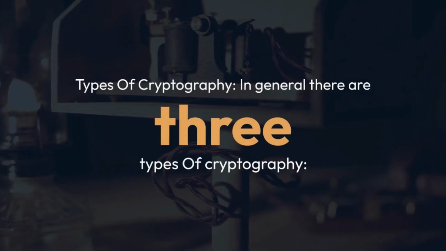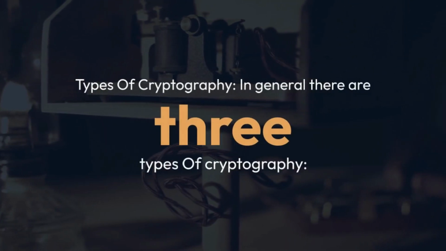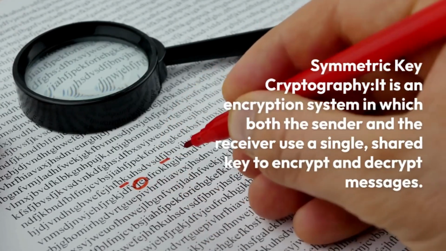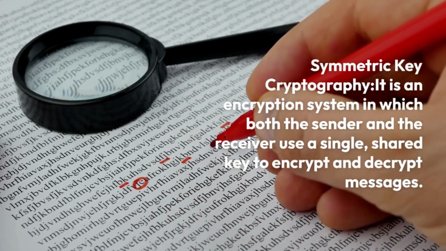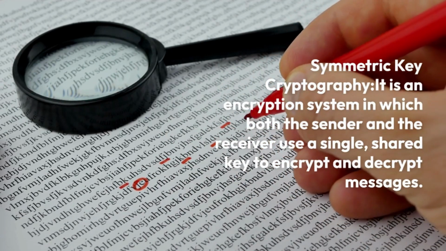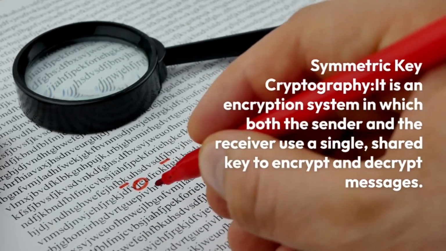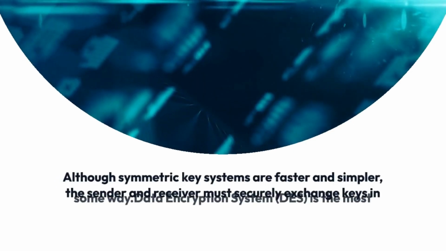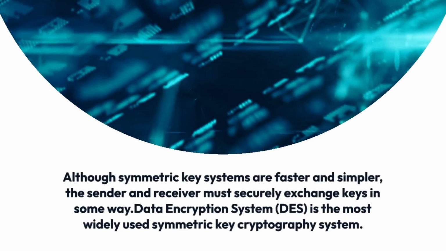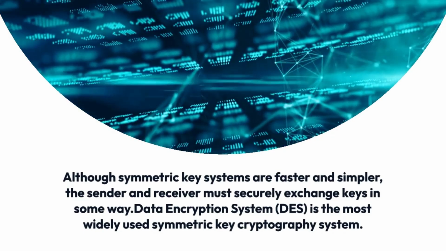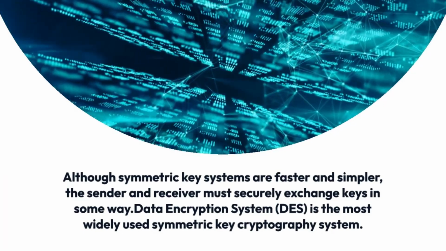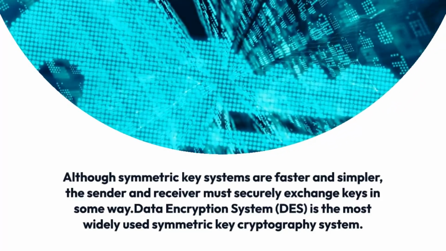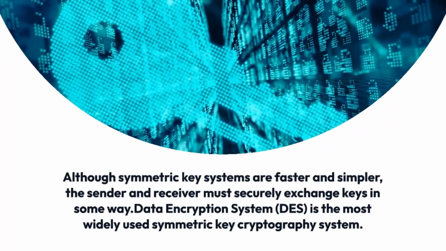Types of cryptography. In general, there are three types of cryptography. Symmetric key cryptography: it is an encryption system in which both the sender and the receiver use a single, shared key to encrypt and decrypt messages. Although symmetric key systems are faster and simpler, the sender and receiver must securely exchange keys in some way. Data Encryption Standard, DES, is the most widely used symmetric key cryptography system.